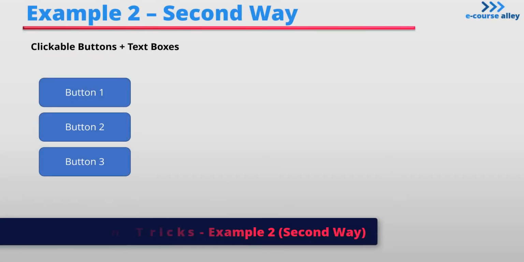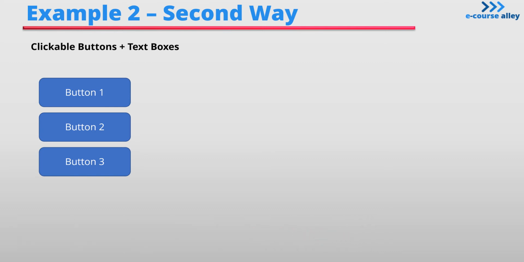Okay, so now I'll show you how you can set up the same example with clickable buttons and text boxes, so that you can click on any button in any order like this. So when I click here, here, and here, I can go back to button 2, I can go back to button 1, and you can see the text boxes are changing at the same time. Okay, so this is how you can do this.